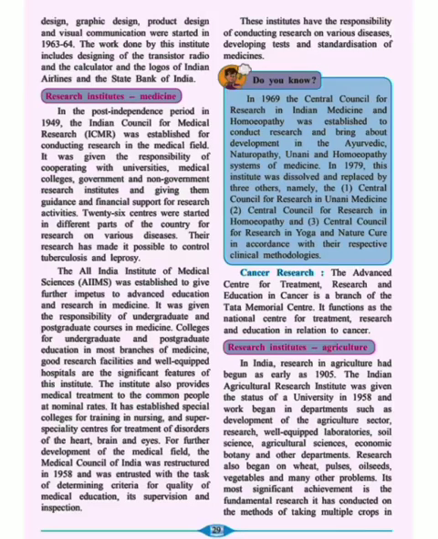26 centers were started in different parts of the country for research on various diseases. This research has made it possible to control tuberculosis and leprosy. So at that time these two diseases were among the most dreadful types. But since research centers had been set up and research on medicine kept going on, that is how they could control these diseases.